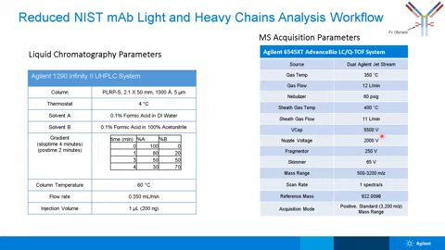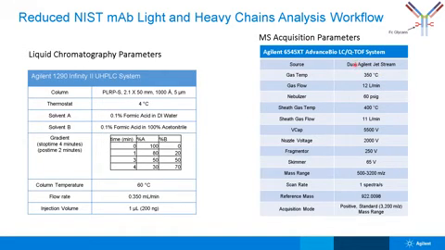We maintained the column at 60 degrees C with a flow rate of 0.35 mL per minute with a 200 nanogram injection on column. And the MS acquisition parameters for the Agilent 6545XT AdvanceBio Q-TOF are shown here on the table on the right.